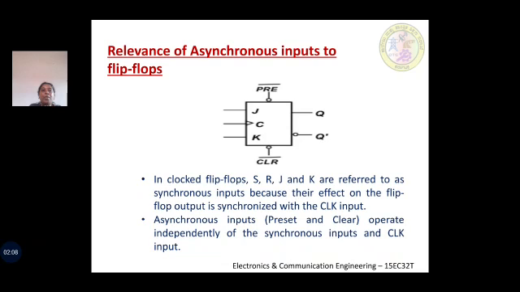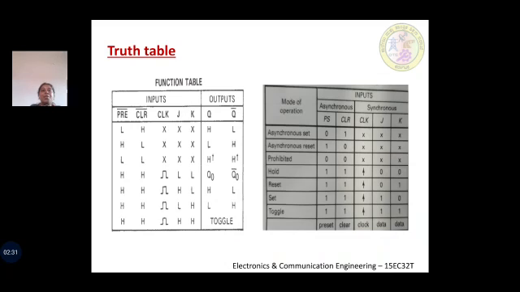Now we are going to study in this unit asynchronous inputs. What are these asynchronous inputs? Here we are going to use two asynchronous inputs, which are namely preset and clear. So what will they do? They are totally independent of what? They are totally independent of synchronous inputs and clock input. So let us study the truth table. Here inputs preset, clear, both are asynchronous inputs, clock input, and two more are J and K inputs. And there are two outputs, which is Q and Q bar.